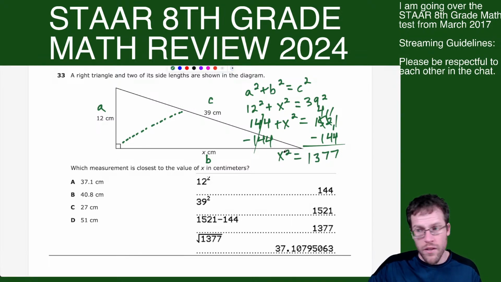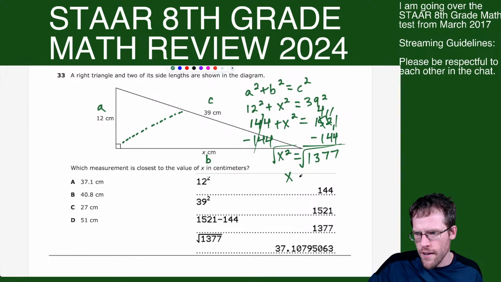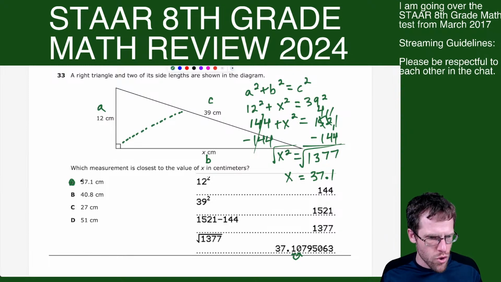And then to get rid of the square next to the x, I do the square root of both sides. And that's where I did second x squared in the calculator to find the square root of 1377. And this to the nearest tenths place is 37.1. Okay, notice that the digit to the right is a 0, so we're rounding down to 37.1. 33 is choice A.